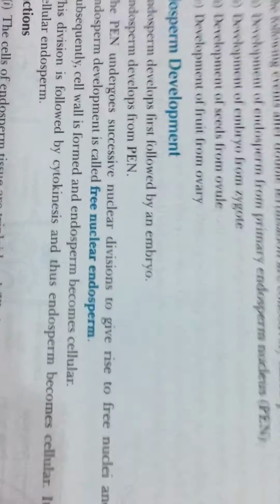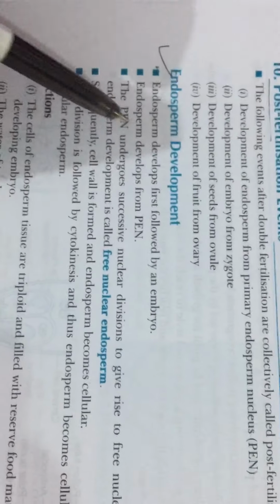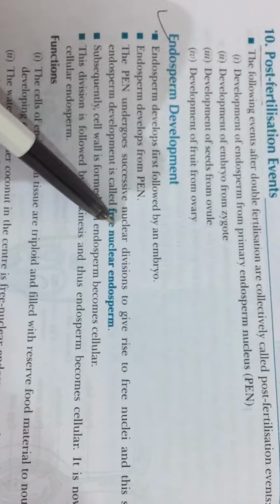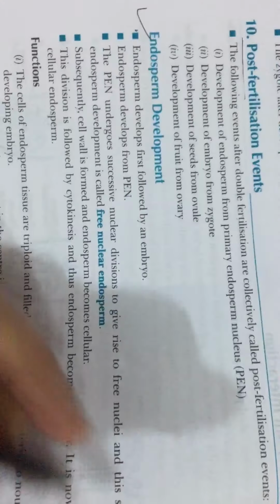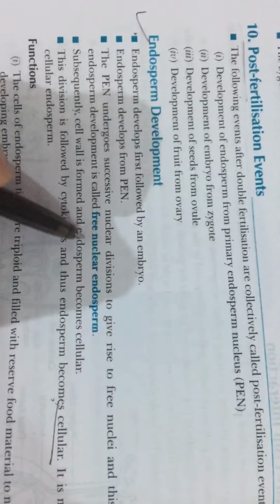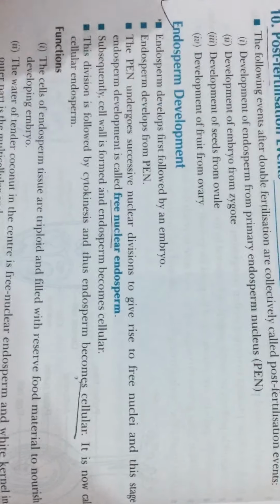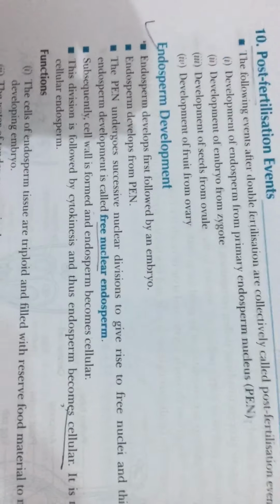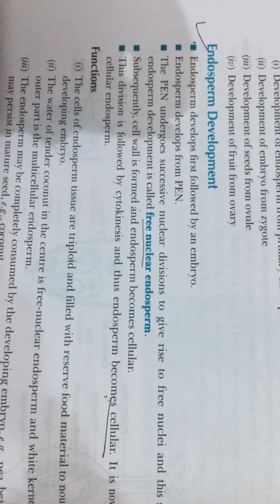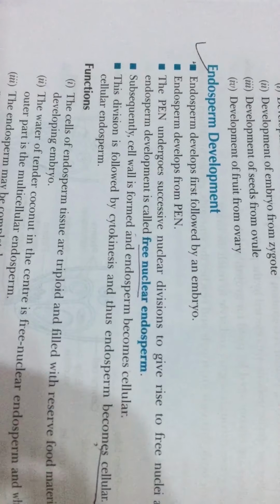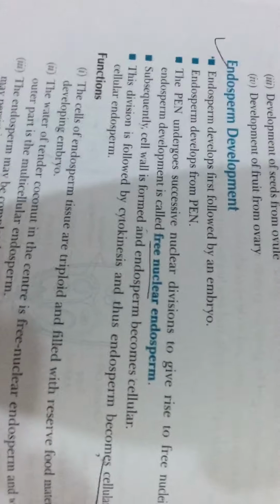In the coconut, two types of endosperm are present. One is free nuclear, which is the liquid endosperm or milk of coconut, and the other is cellular endosperm, which is the white kernel. In free nuclear endosperm there is no cell wall formation, but in cellular endosperm the cell wall formation takes place, so it becomes solid.